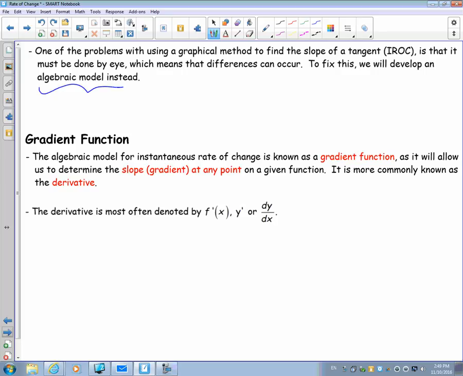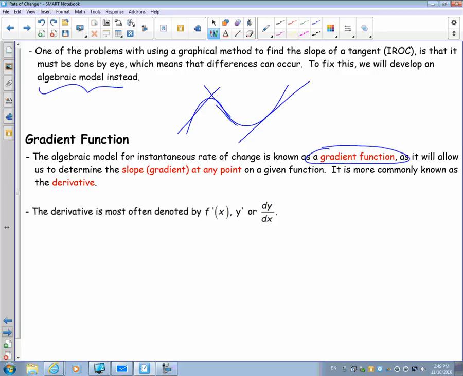So the name of our model, we're going to call this the gradient function, the steepness function, the slope function. I want to find the slope of this line, the slope there, the slope there, the slope there. I need to make an equation that will find all those slopes for me. We're going to call that the gradient function.